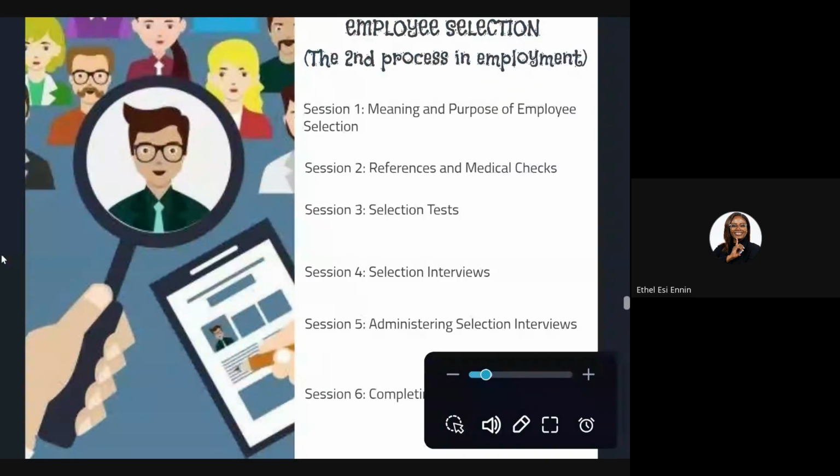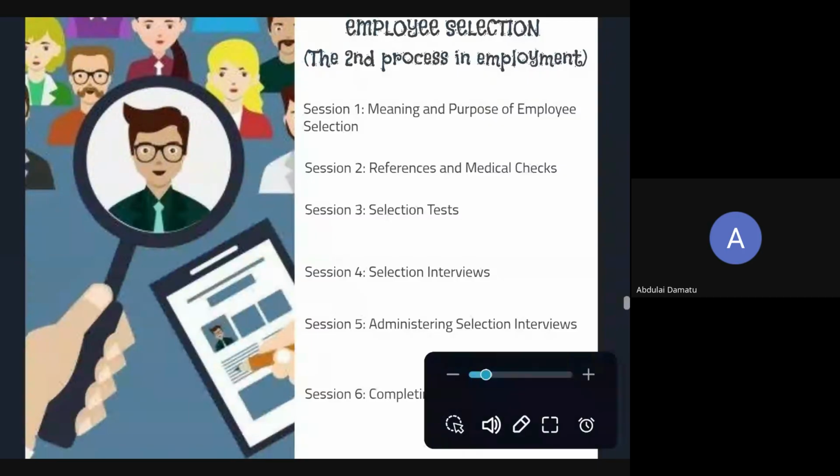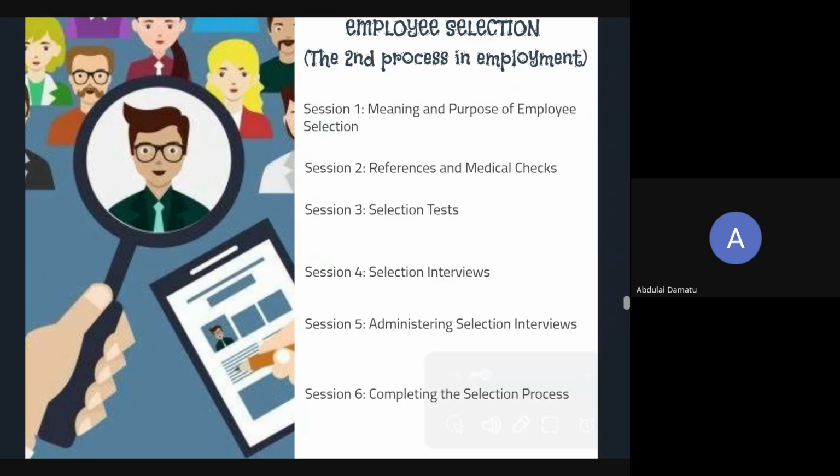Yes, Damatu, your hand is up. Yes, please. Madam, concerning the unsolicited testimonials, assuming I've provided a referee in my CV and I'm working, and later on the person passes on, and maybe the company wants to find out something from my referee, how do I handle that? Or the person has even traveled abroad, he's no more in Ghana. So how do I handle it?